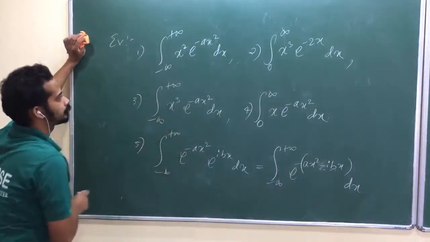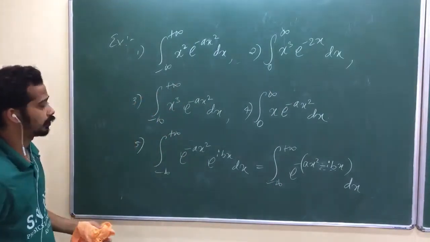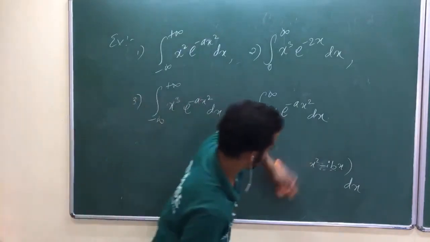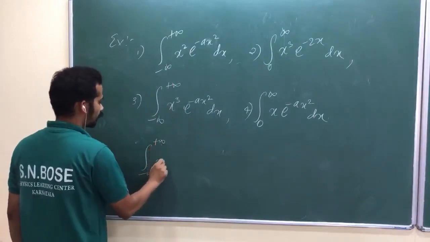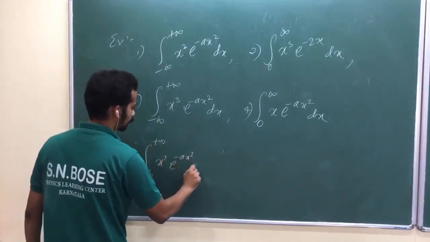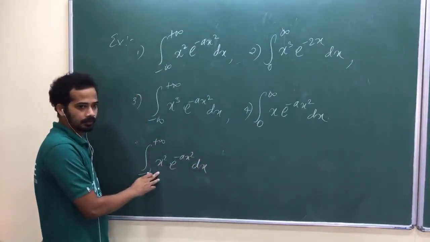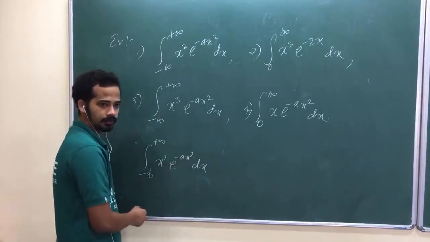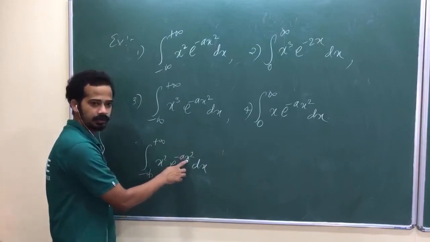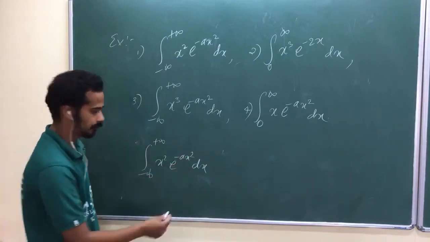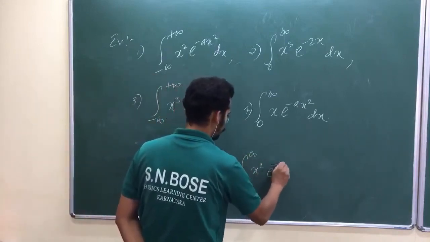So what is this one? How do you solve this one? Again, according to the formula that I gave. First one: minus infinity to plus infinity, x square into e power minus ax square dx. Now observe this one. X square is an even function. E power minus ax square is also an even function. Why? Because if you change x to minus x, it is not changing sign. Even function into even function is an even function. That's why you can write 2 times 0 to infinity x square into e power minus ax square dx.